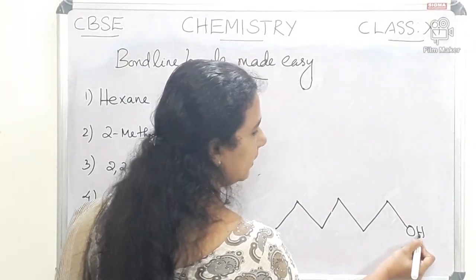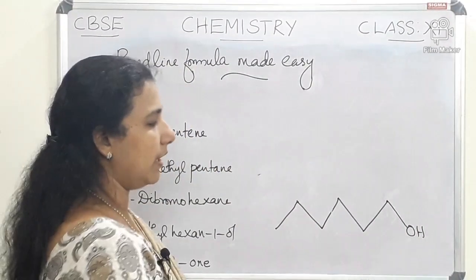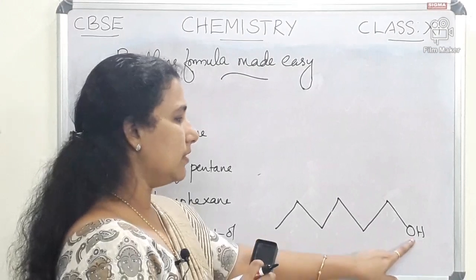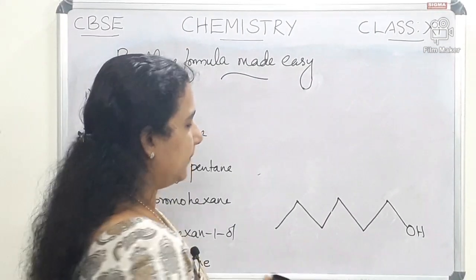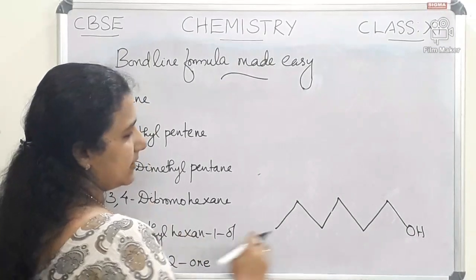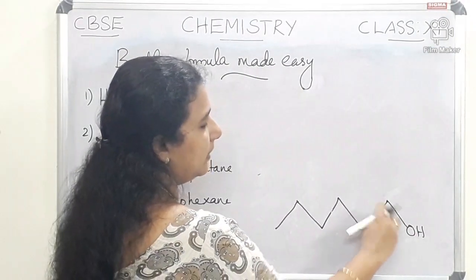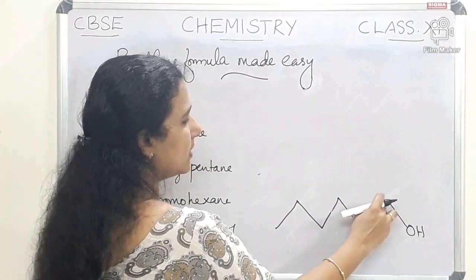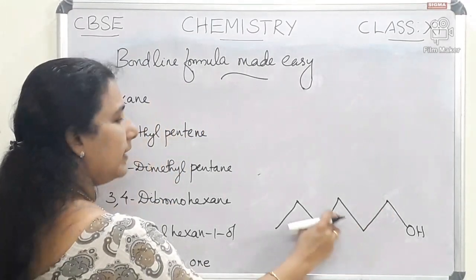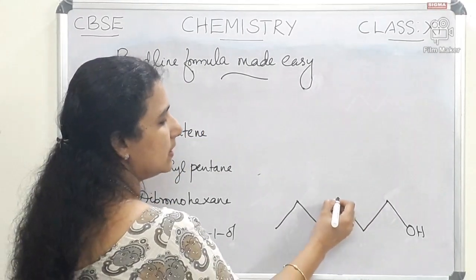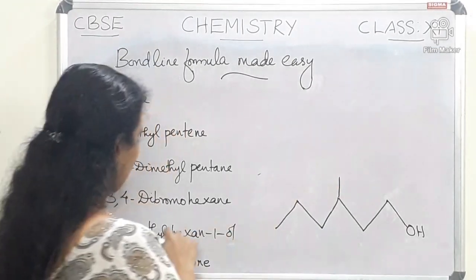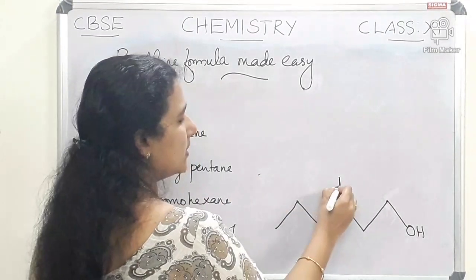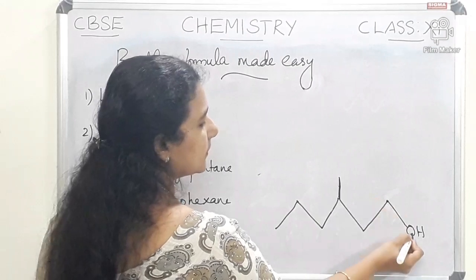Then OH. Here a hydrogen atom is attached to a heteroatom. The hydrogen atom is attached to oxygen, so it should be written. So we are writing OH here. Then 3-methyl-hexane. We know that the carbon attached to the functional group is the first carbon. So this is the first carbon. Then 2 and 3. So this is the third carbon, and we have to draw a line here since it is 3-methyl. It's a methyl group. So this is the methyl group and this is OH.